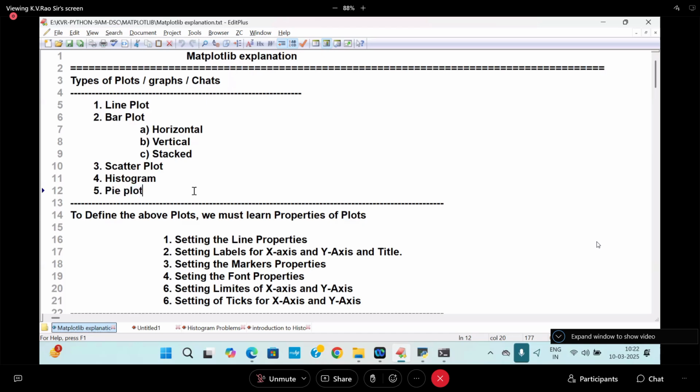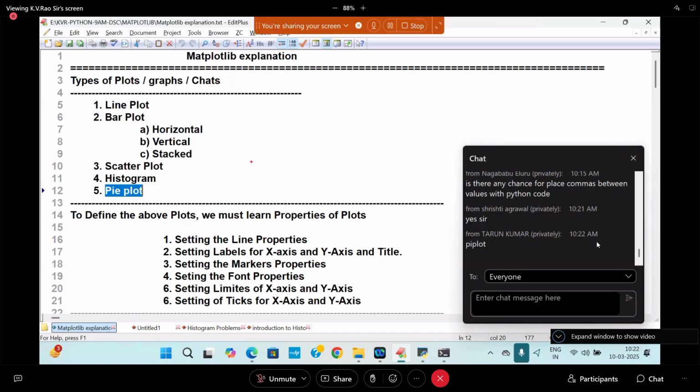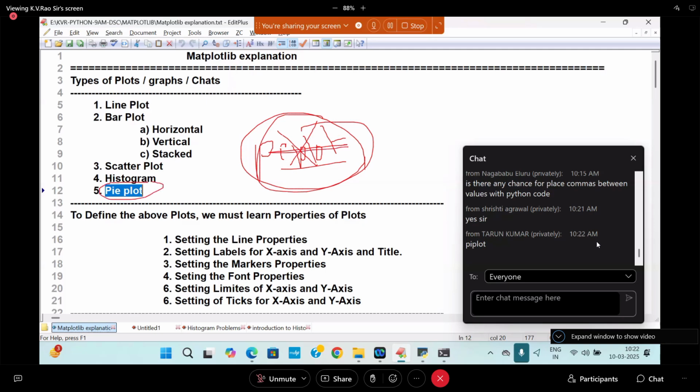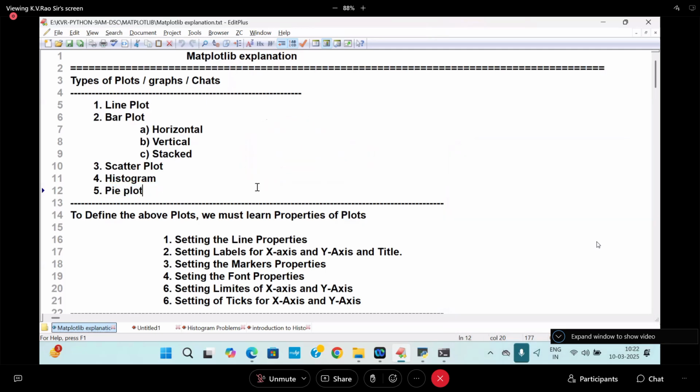Come on. So Tarun Kumar, not pie plot like that. This is the way to write it. If we write pie plot like that, they will ask you who is your faculty. If you tell my name, we will become pilot, not pie plot. Okay? Tarun Kumar. So this is called pie plot, and we are going to use it.